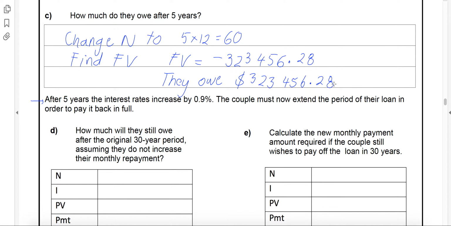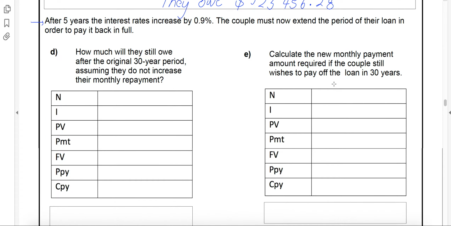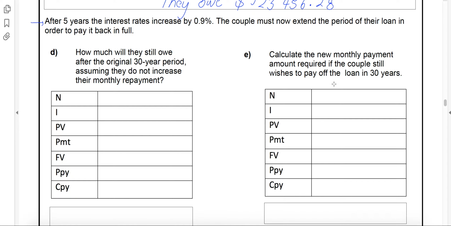Okay, so let's get into the good stuff. So what happens when we have a change? As you can see, after 5 years, the bank actually increases the interest rate. It's going to go up by 0.9%. And you'll see it says the couple must now extend the period of their loan in order to pay it back in full. So really two things can happen here.